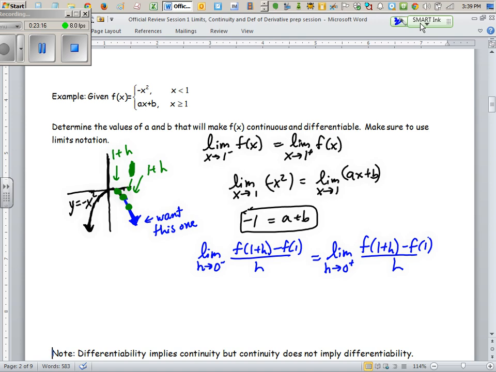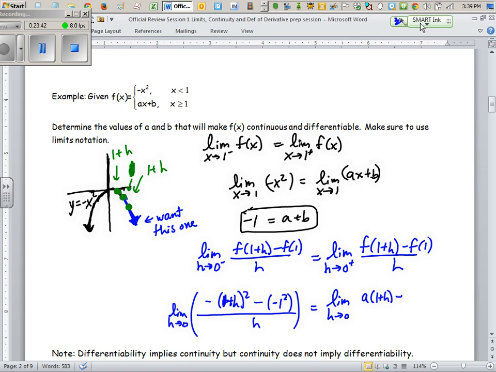You're going to be plugging in 1 plus H into the left piece. It's going to look like this: negative 1 plus H squared minus negative 1 squared all over H. Then you can drop the superscript. And then on this side, plug in 1 plus H into the right piece: A times 1 plus H plus B minus A times 1 plus B all over H. And this will lead you down the long and arduous road where A is negative 2.